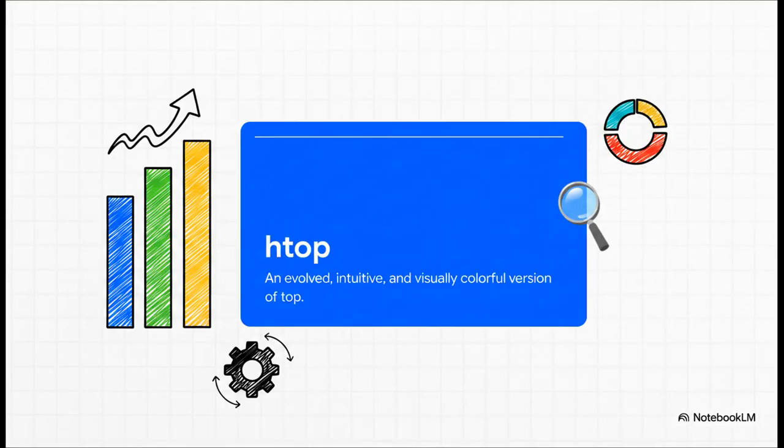But, if you want something a bit more modern, you use HTOP. This is like an evolved, upgraded alternative to your standard top. It's visually colorful, it's way more intuitive, and honestly, it makes monitoring multiple CPU cores an absolute breeze. You can clearly see individual core performance visually rather than just staring at giant walls of text.